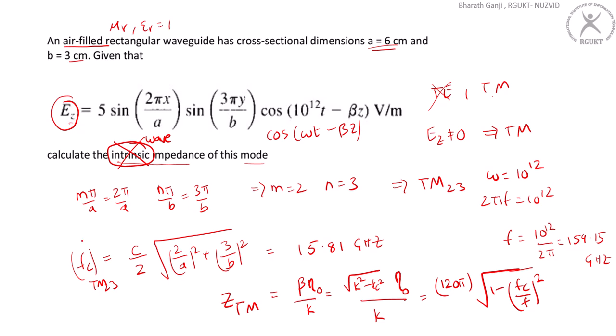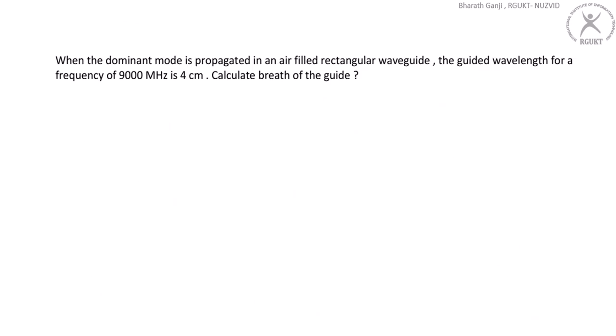So I have the value of fc and I have the value of f. If I put them here, I get the wave impedance as equal to 375.12 ohms. Right, so that is how we calculate this. Let's move on to the next one.